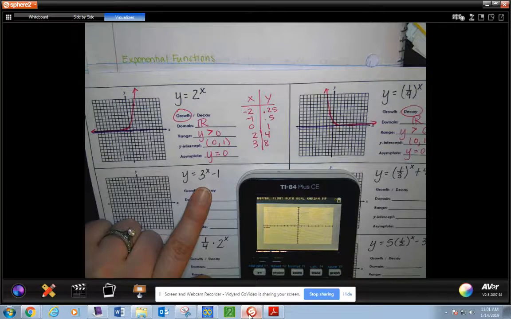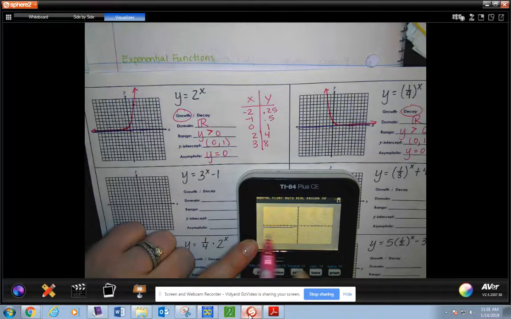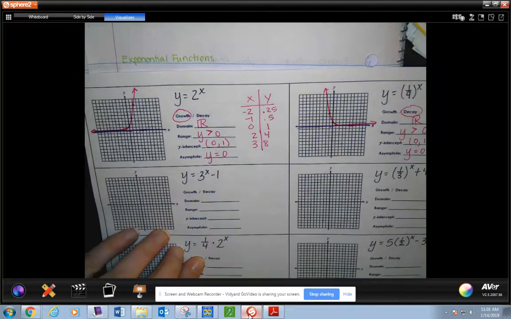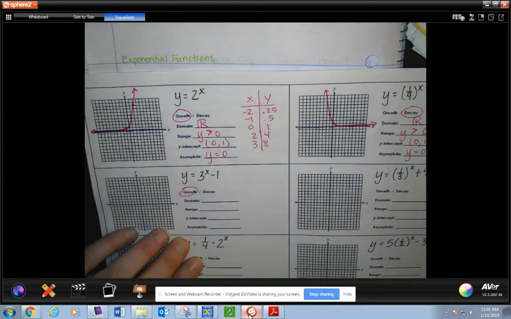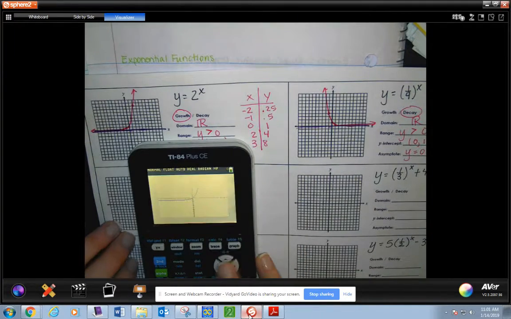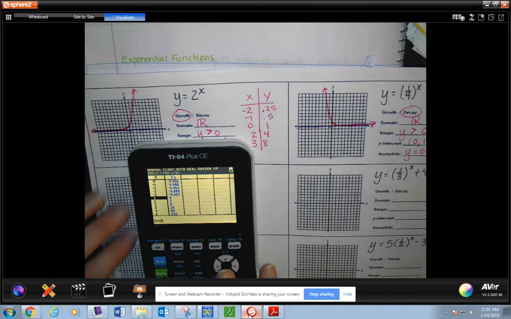But if you need to graph it and look at it, you can see it's flat, flat, flat, flat, and then it starts shooting up. Since it's going up, that means growth. Okay, I'm going to go to the table, and we're going to get some points we can plot.